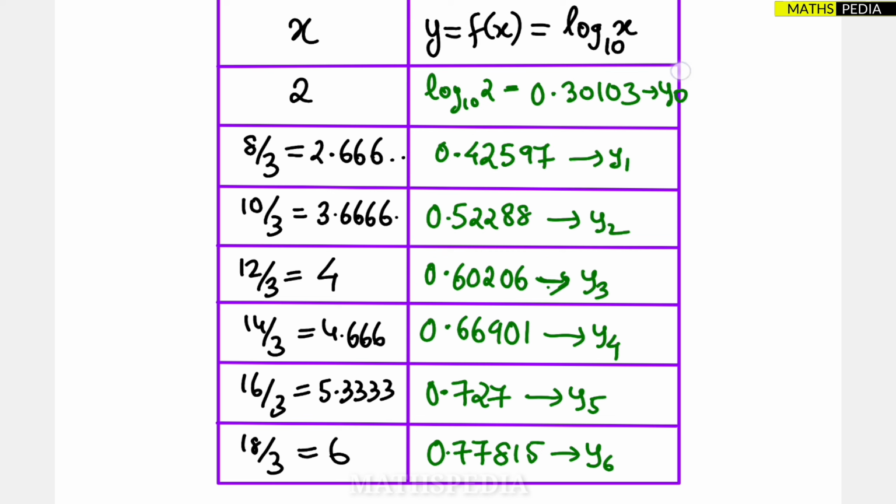So what you have to remember is that first term is denoted by y naught, and last term is denoted by y6. This you have to remember. The rest all terms you have to remember. Then after this, we'll form the table. Then we have to substitute these values in the formula.